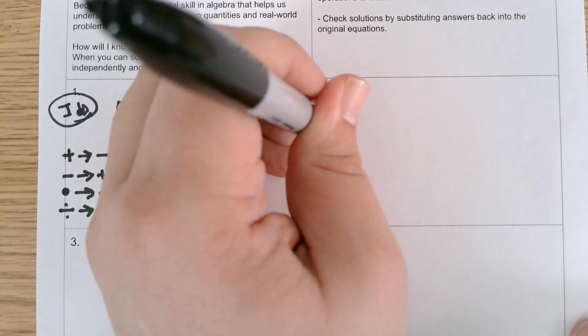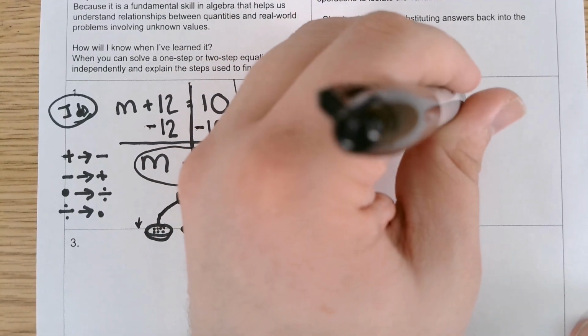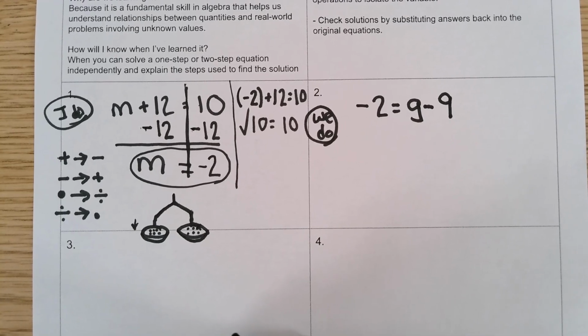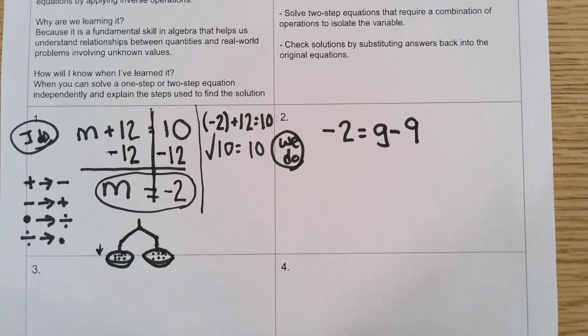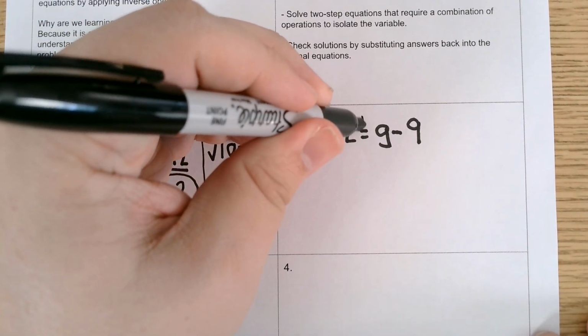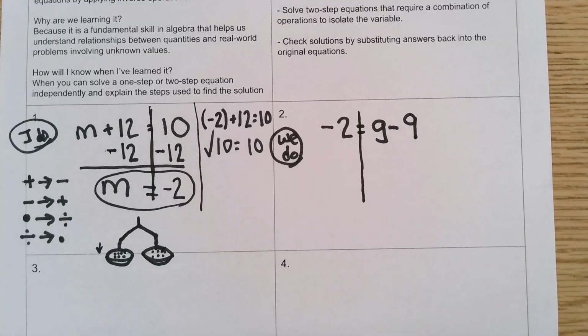Number 2, we do negative 2 equals g minus 9. Okay. So, even though it looks a little bit different as the g is on the right side of the equation this time, we're still going to follow the same steps. We're going to draw the fence. And our goal is still to get g by itself. We want to get the letter by itself.